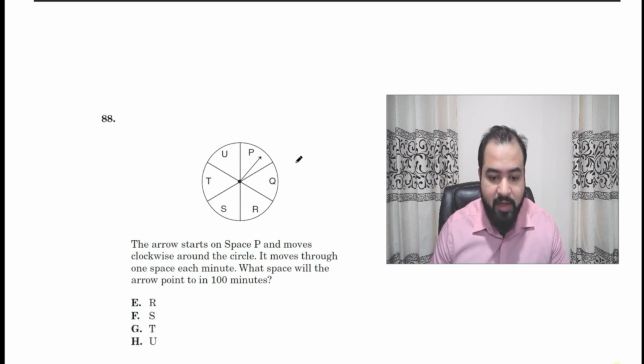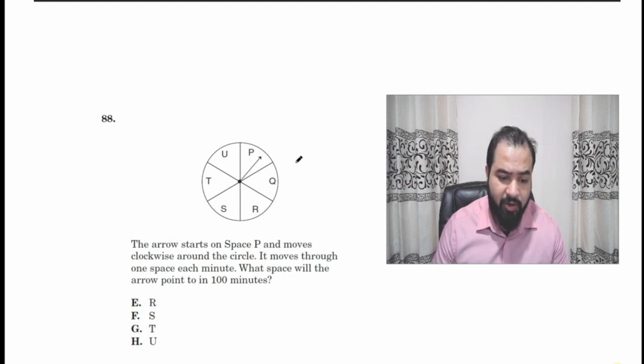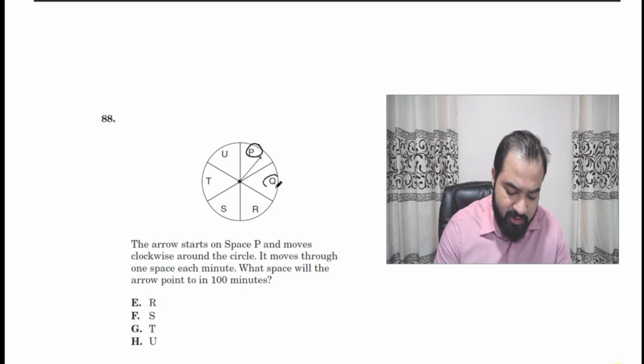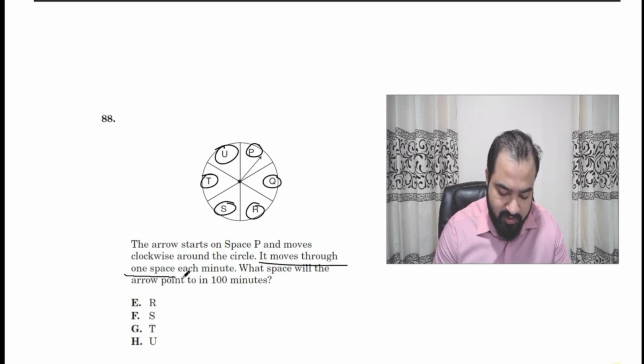All right, fine. It moves through one space each minute. What space will the arrow point to in 100 minutes? So we see that there are a total of 6 spaces: 1, 2, 3, 4, 5, 6. And then it moves through one space each minute. So in 100 minutes, let's see.